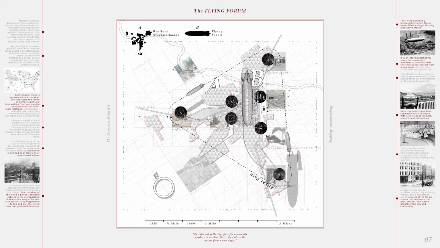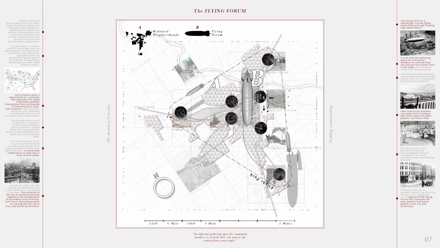The first one on the screen is the flying forum, and this is based on the boundary principle. A common vision within a community not only creates the community itself, but it also solidifies it and makes it stronger. The flying forum is a lightweight flying vessel floating 15,000 feet above the city. It is a gathering space for community members to overlook their city and see the context from a new angle.